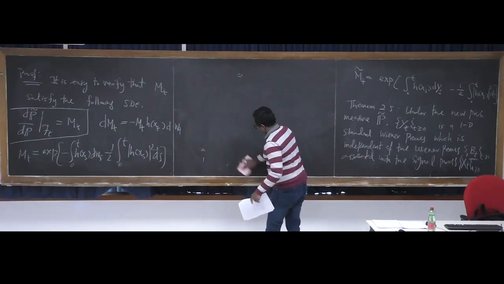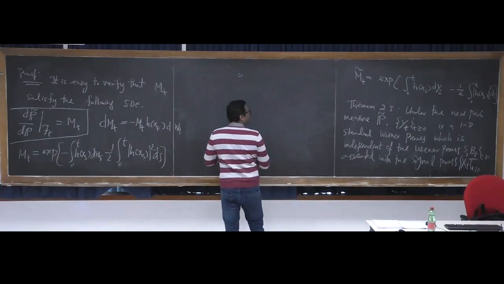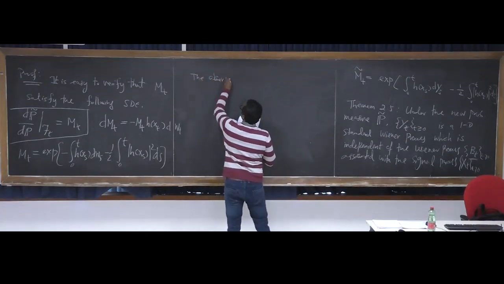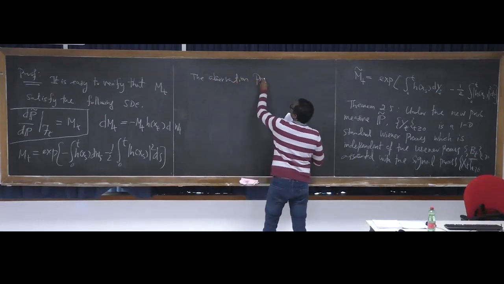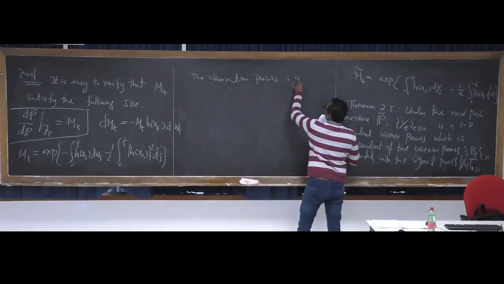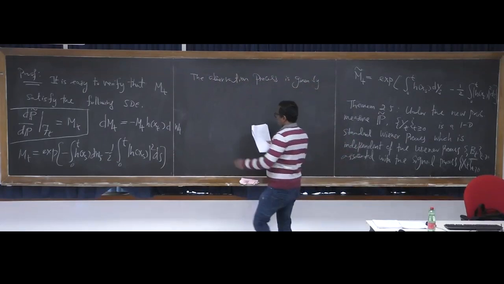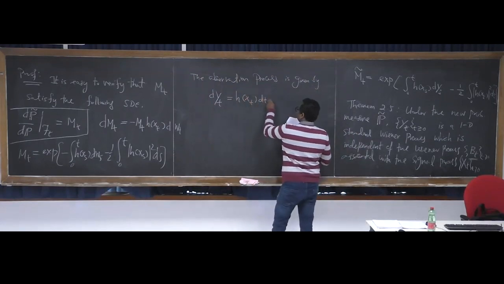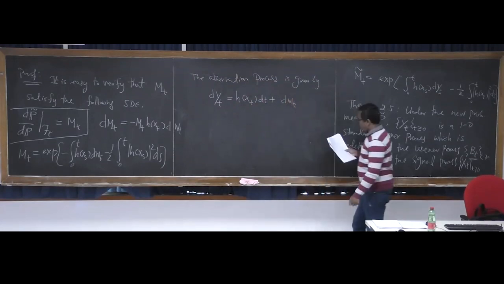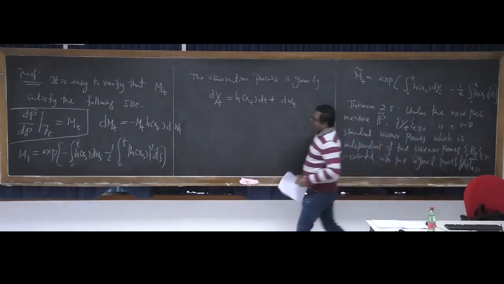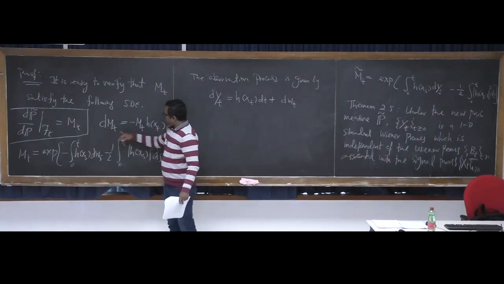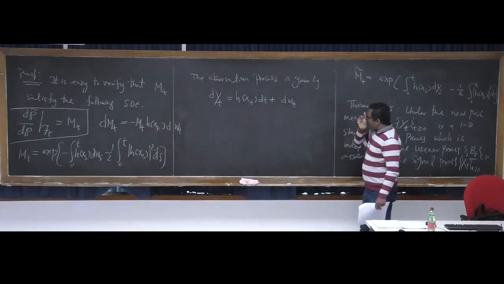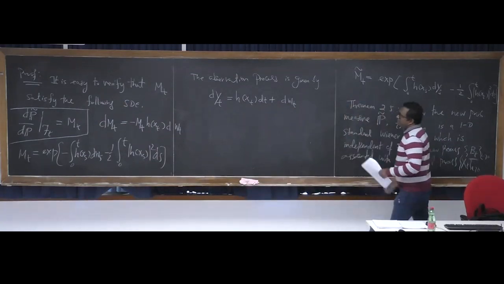All right, so we have this. On the other hand, the observation process is given by dY_t equals h of X_t dt plus dW_t. So this is our observation process. So you have two processes: this stochastic differential equation satisfied by your Radon-Nikodym derivative M_t, and this stochastic differential equation associated with the partial observations.